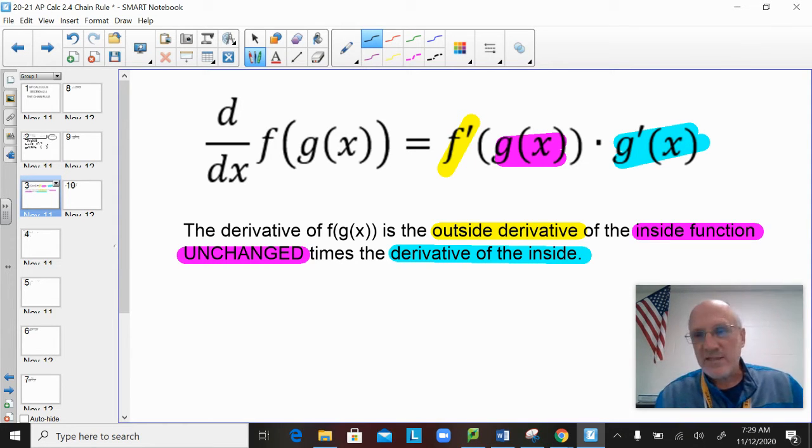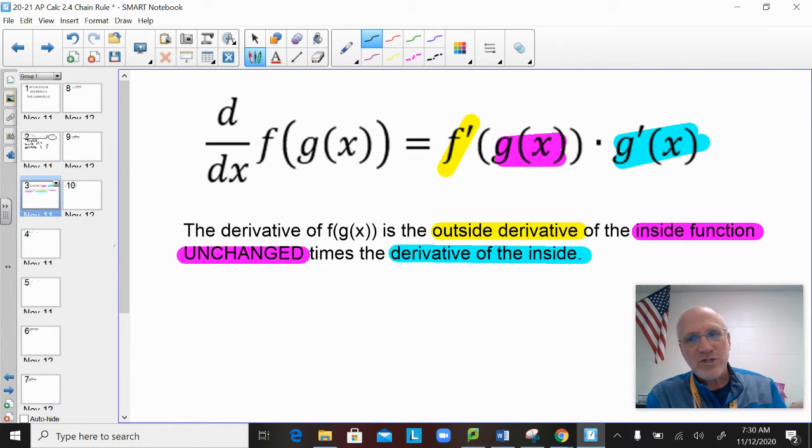And now, as far as making sense of what that formula is even telling us, I've highlighted things here, hopefully, helpfully. So the sentence I wrote says the derivative of f of g of x is the outside derivative. The outside function is f. The outside derivative is f prime. So the outside derivative of the inside function unchanged, notice that g of x in purple is just whatever was on the inside originally, not the derivative of that yet. That's the purple. So it's the outside derivative of the inside function unchanged times the derivative of the inside. So that's in blue. That's the derivative of the inside. That's g prime of x. So f prime of g of x times g prime of x.